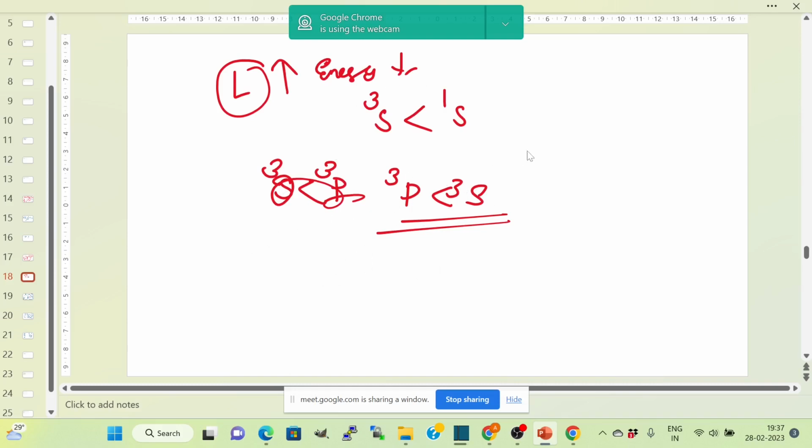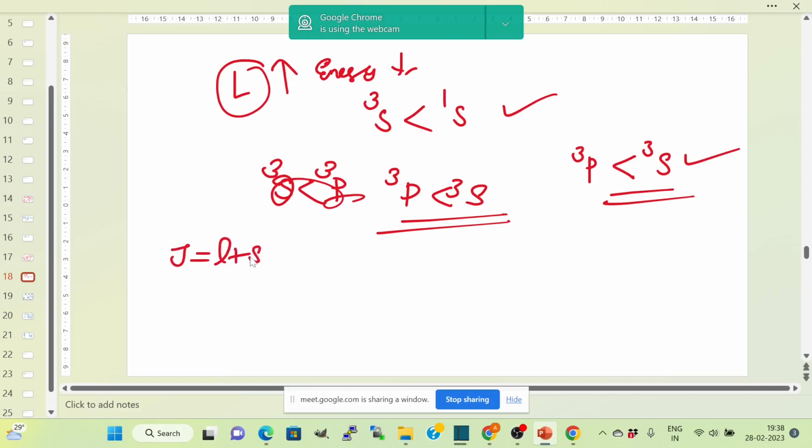Here also the same degeneracy kind of thing comes. Whenever L is high, more degenerate states are there. That's why it has much lesser energy than the other state. So I'll write it properly: 3P is less than 3S. These two are clear, right? Yes, ma'am. Okay, now the J value.